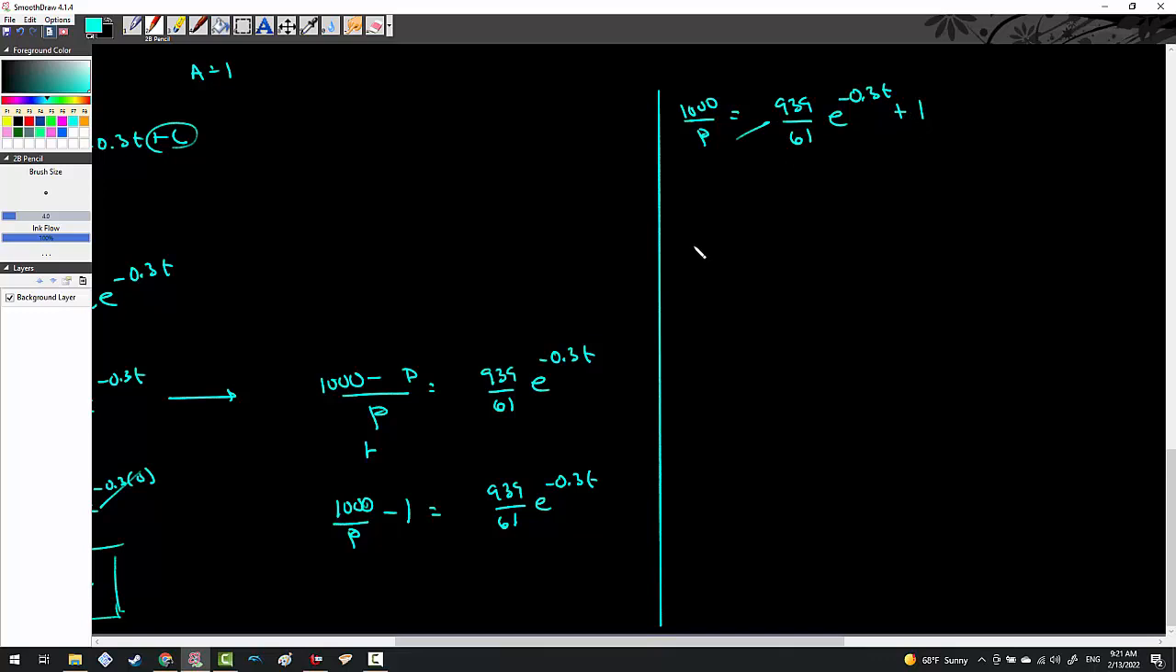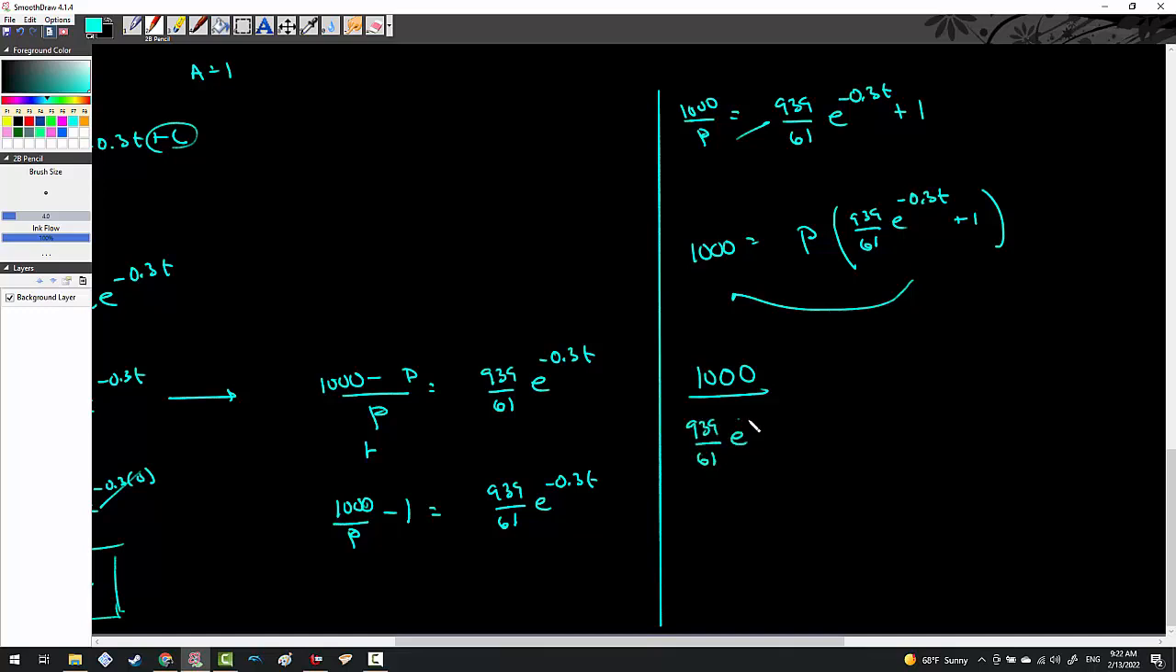Let's go ahead and cross multiply that p over. So 1,000 equals p parentheses 939 over 61 e to the negative 0.3t plus 1. And now I'm going to divide by the big thing. So what I have is 1,000 over 939 over 61e to the negative 0.3t plus 1. Just a reminder, the plus 1 is not part of the exponent. The plus 1 is existing on the outside.